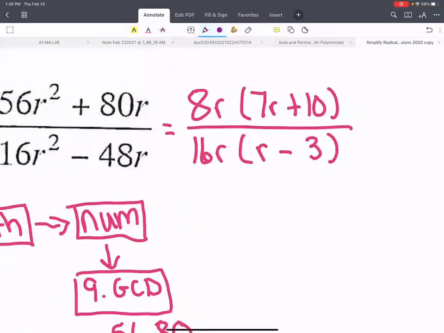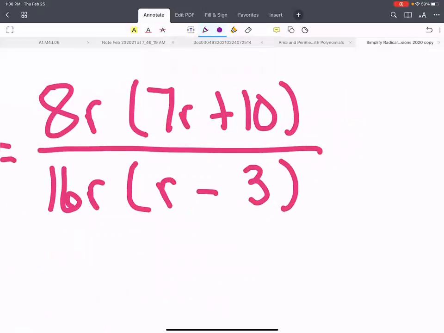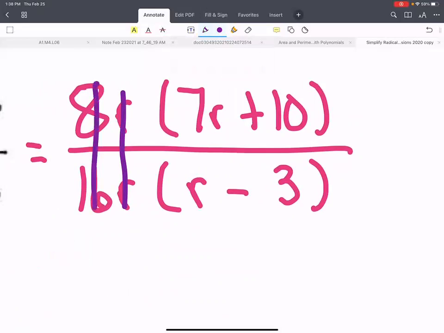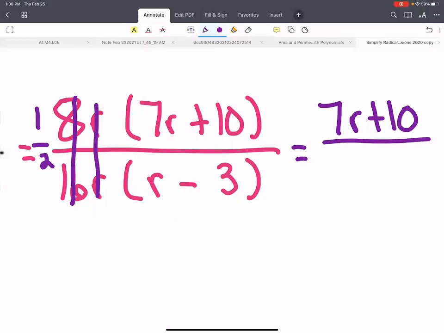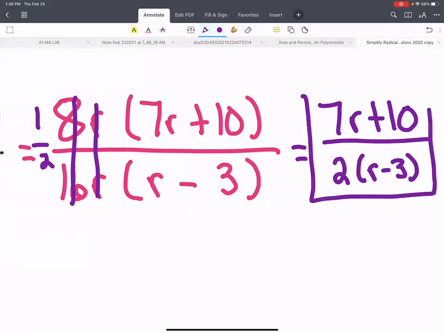Now you may notice I can't cancel 7r plus 10 and r minus 3, right? What can I cancel? Okay, so r and r cancels. That would make a 1, right? And then 8 and 16, that's a fraction. It reduces to 1/2, right? Well, what is 1 times 7r plus 10? 7r plus 10. Okay, I just want to show you don't have to put the 1 on top. I do need to make sure I put that 2 on bottom and put it times r minus 3. And there's your final answer.